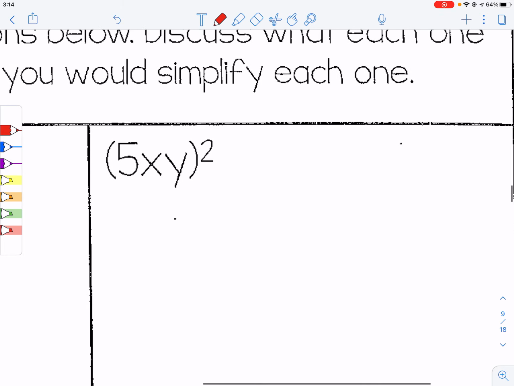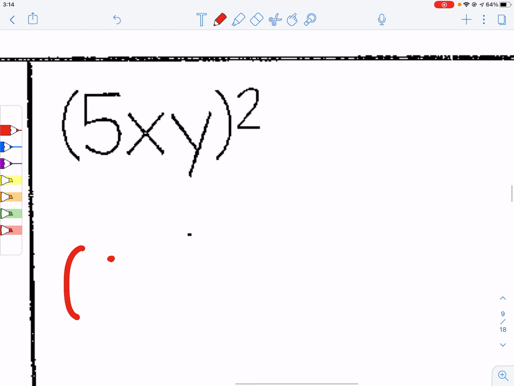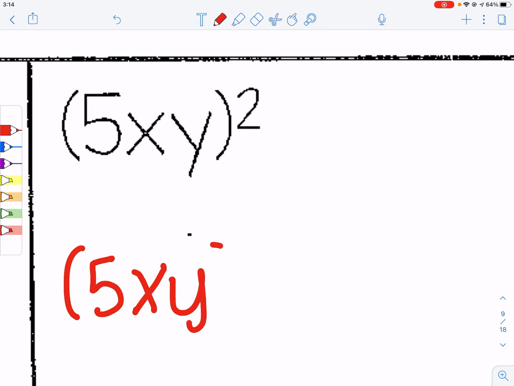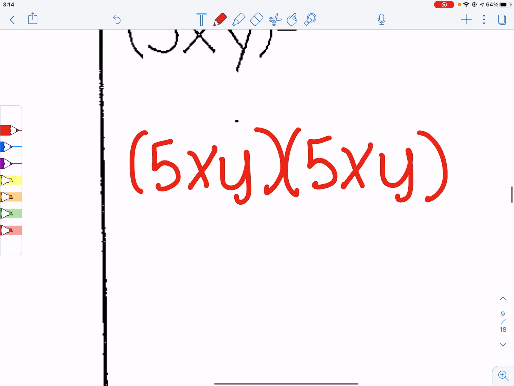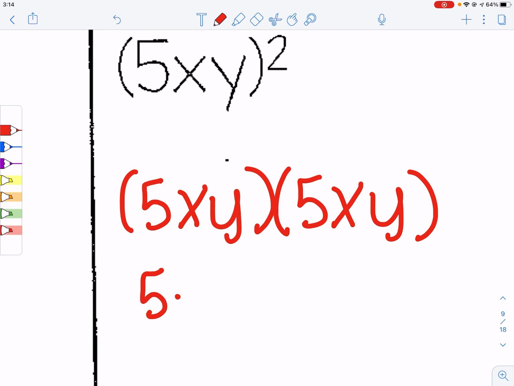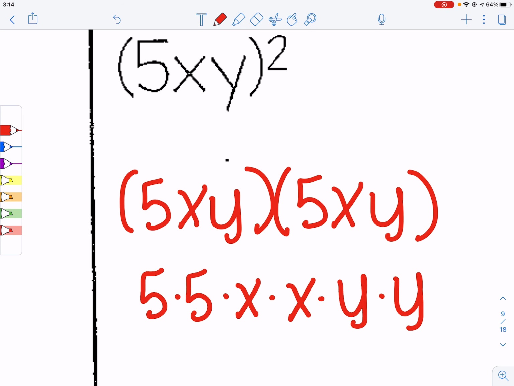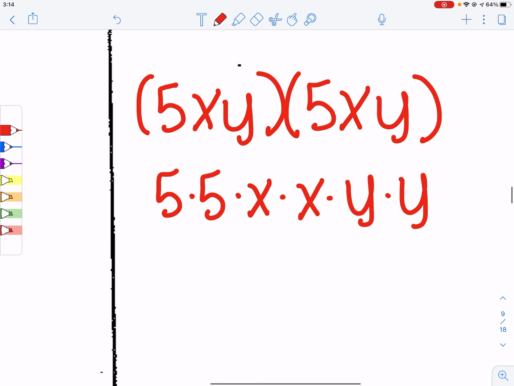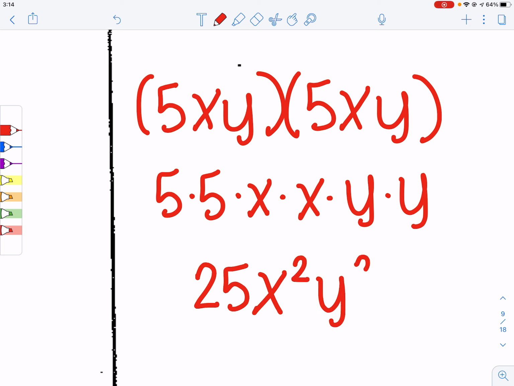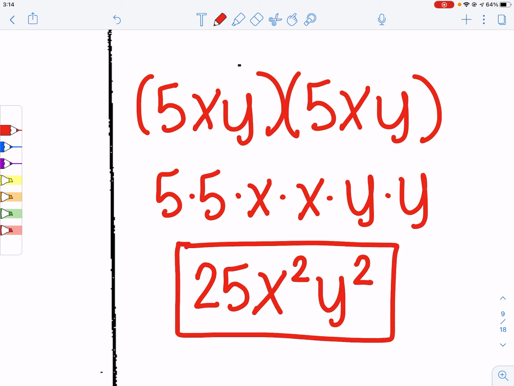Okay, same thing here. Let's multiply it out, see what's happening. You've got 5xy squared, so it means you've got 2 of them. I'm going to rewrite it and put the 5's in front. Then I've got a couple x's. Always go alphabetically. Then I've got some y's. Okay, now I'm going to condense this. I know 5 times 5 is 25. I have 2 x's. I have 2 y's. So there's my final answer.